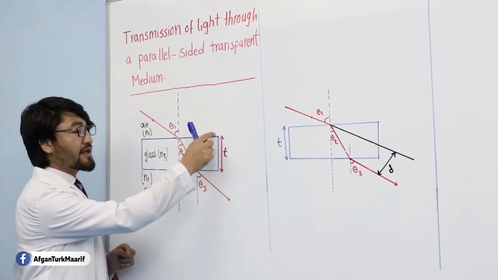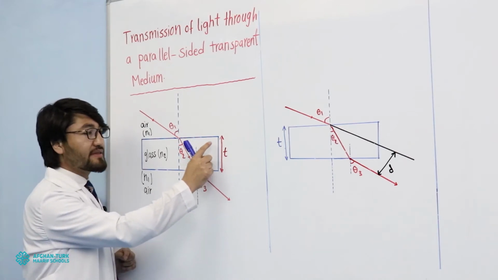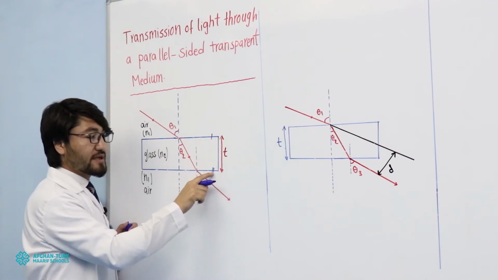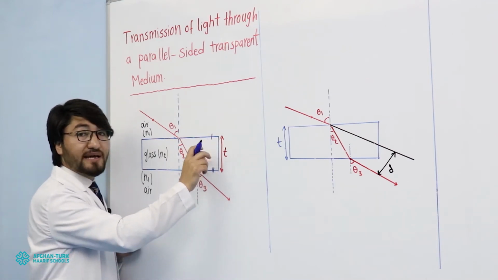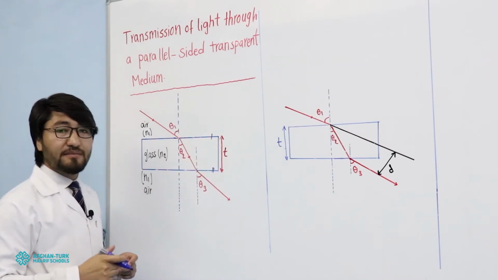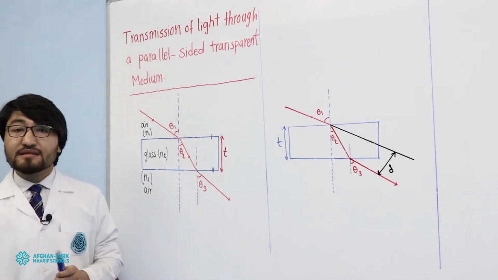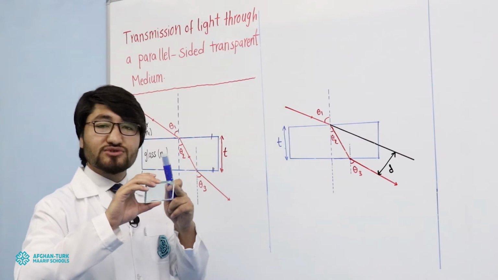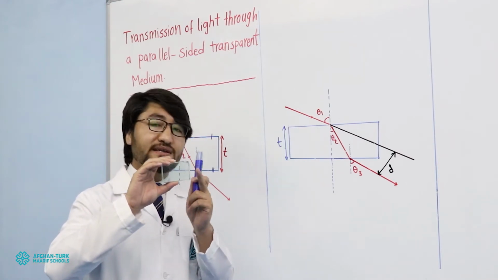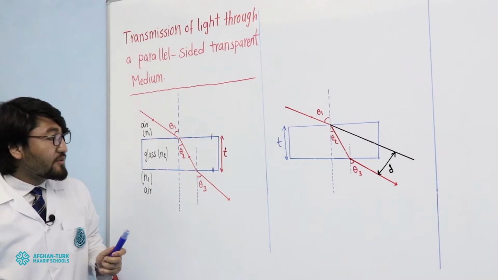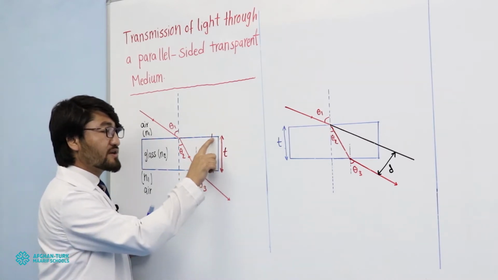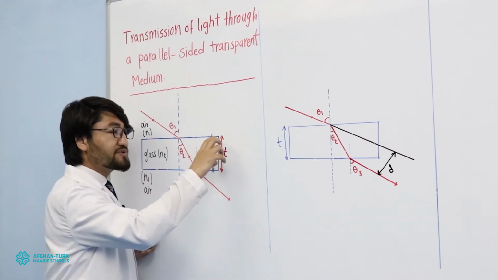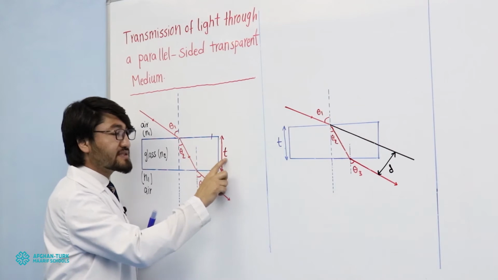This is what I draw: parallel-sided, it is parallel. It is one side, it is another. We can say parallel-sided transparent medium. Why can we say transparent medium? Because this object allows the light to pass through it. We can say this object is a transparent object. And here I draw for you a parallel-sided transparent medium, and this object has thickness. The thickness of this object is T.